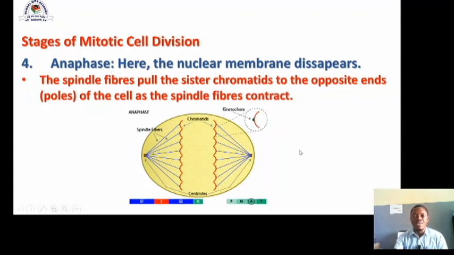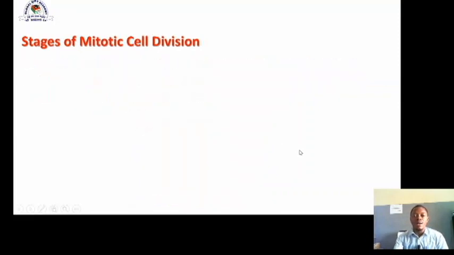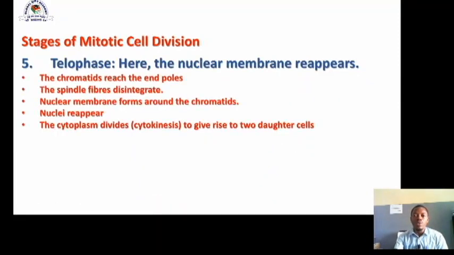Now let's proceed to the next phase of the stages of mitosis, which is what? Telophase. Here, the nuclear membrane reappears. It's trying to be formed again, and the chromatids reach the end poles. That is the major thing that happens during the telophase. The spindle fibers disintegrate, they disappear, and the nuclear membrane forms around the chromatids. The nuclei reappear, and the cytoplasm divides.